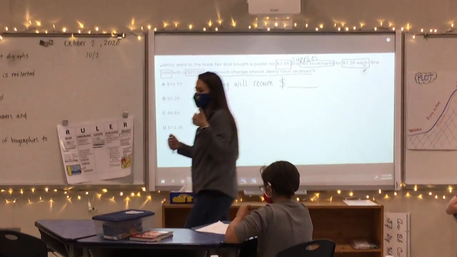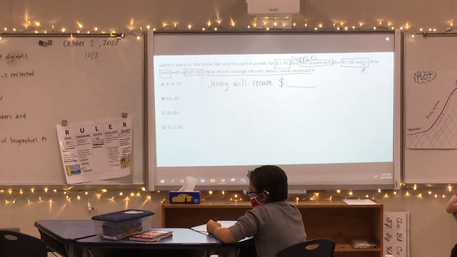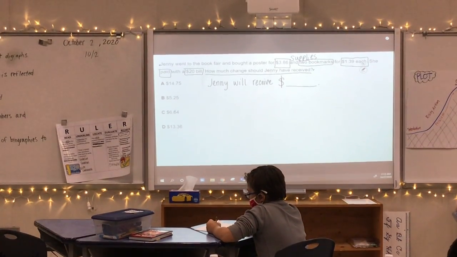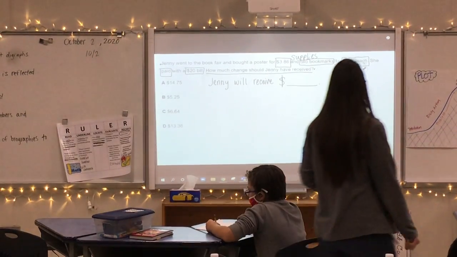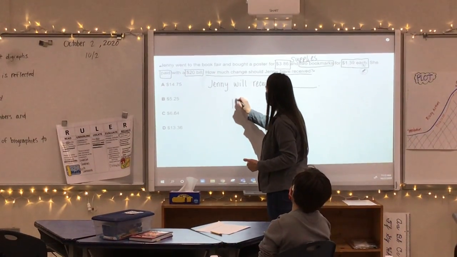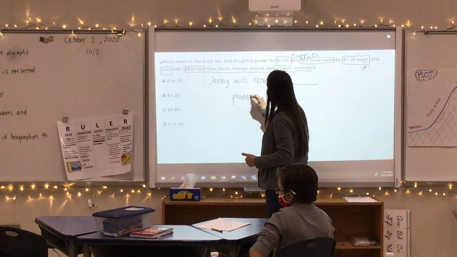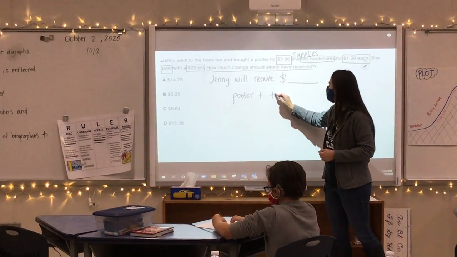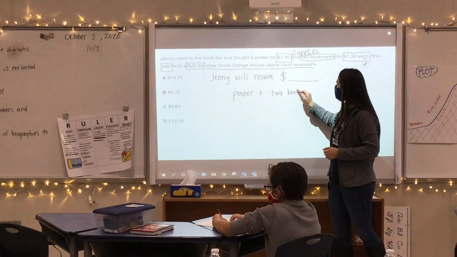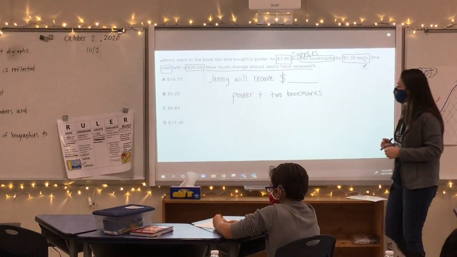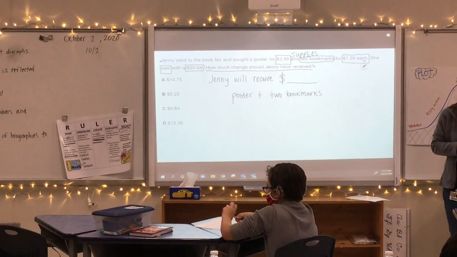Both of you agree. We need to figure out how much she spent. Look alive, guys. Come on. How much she spent. So what do we need to add together to figure out how much she spent? Jonathan just told us we need to figure out her poster plus her two bookmarks, right? The two bookmarks. All right, so what would that be? What would we have to add together?